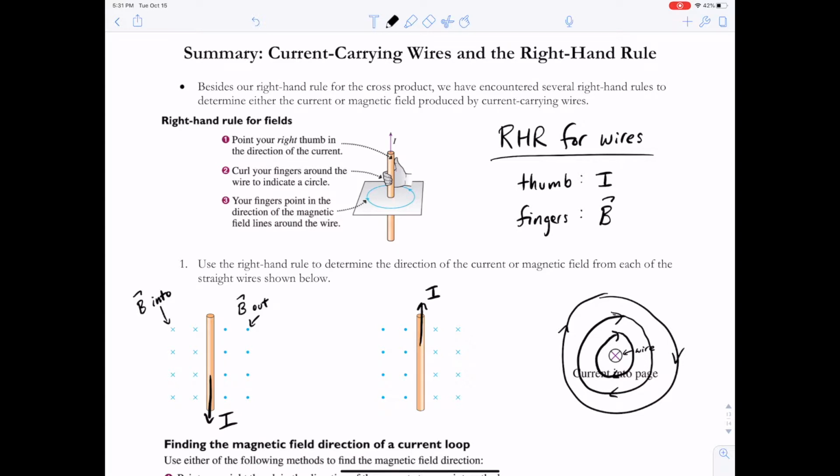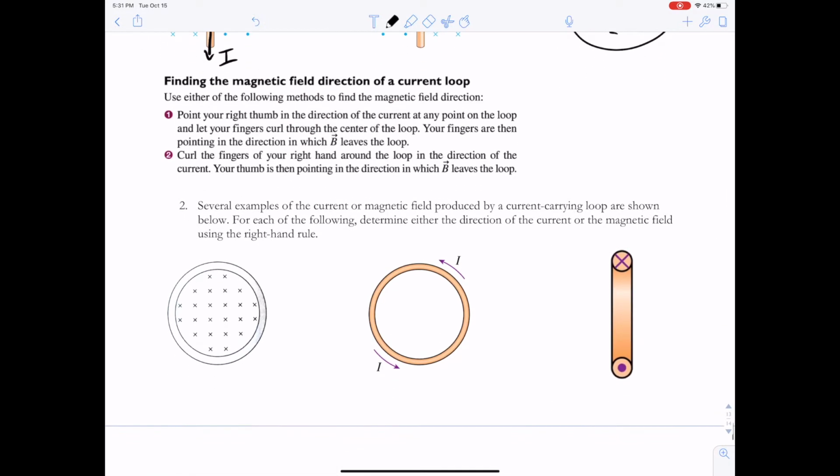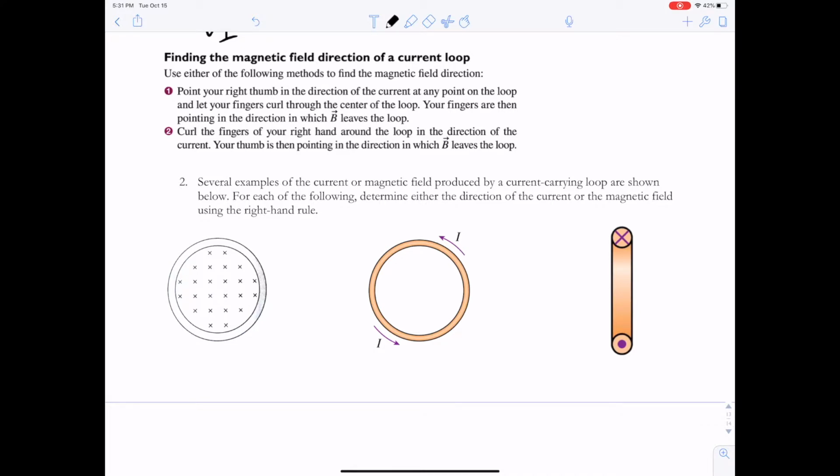We've also seen a right-hand rule for loops of current. For our loops of current, our right-hand rule is that our thumb points in the direction of the magnetic field inside the loop, and our fingers then curl in the direction of the current. For each of the examples shown below, go ahead and pause the video and use the right-hand rule for loops to determine the missing quantity.